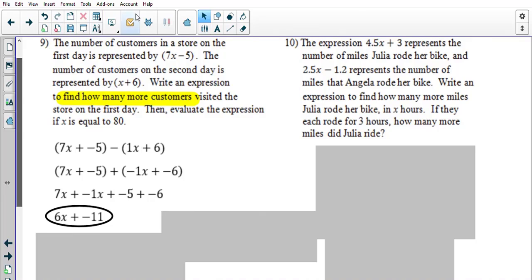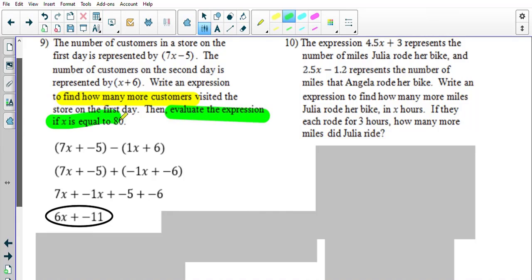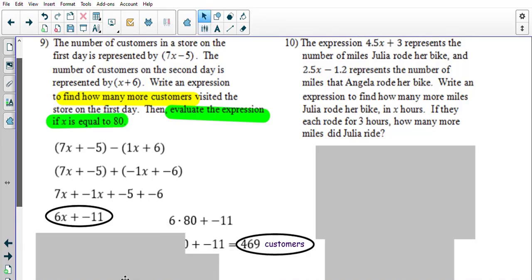Now for the second part of this question, they're asking us to evaluate the expression if x is equal to 80. So what I can do here is take my expression and replace x with 80. So let me move this down. So we do 6 times 80 plus negative 11. 6 times 80 is 480. Add on the negative 11 or subtract 11 to get 469 customers. This means we had a difference of 469 customers from one day to the next.